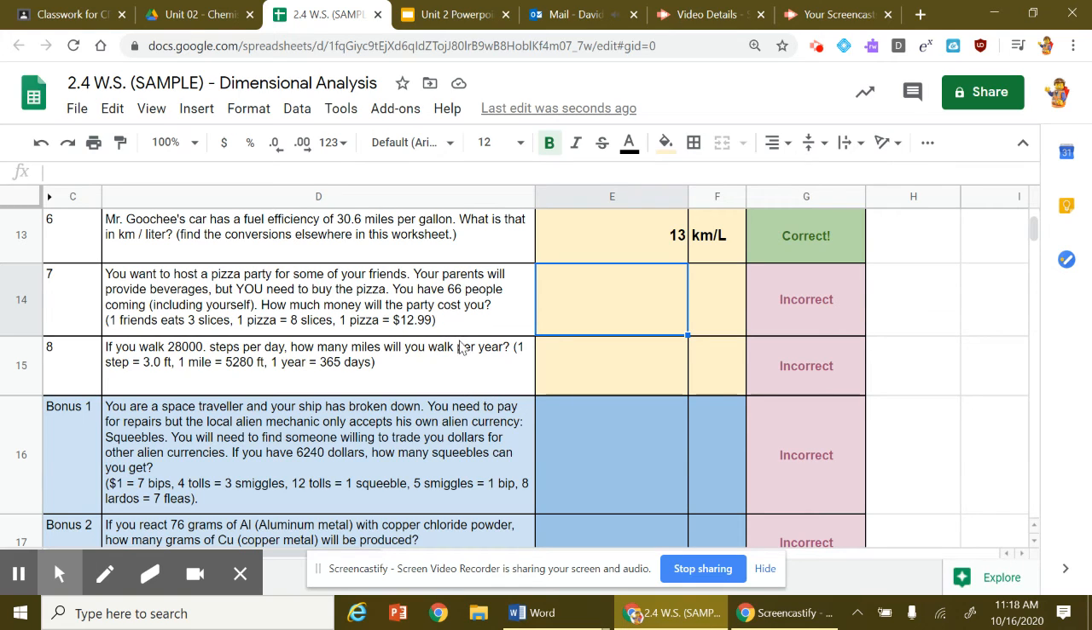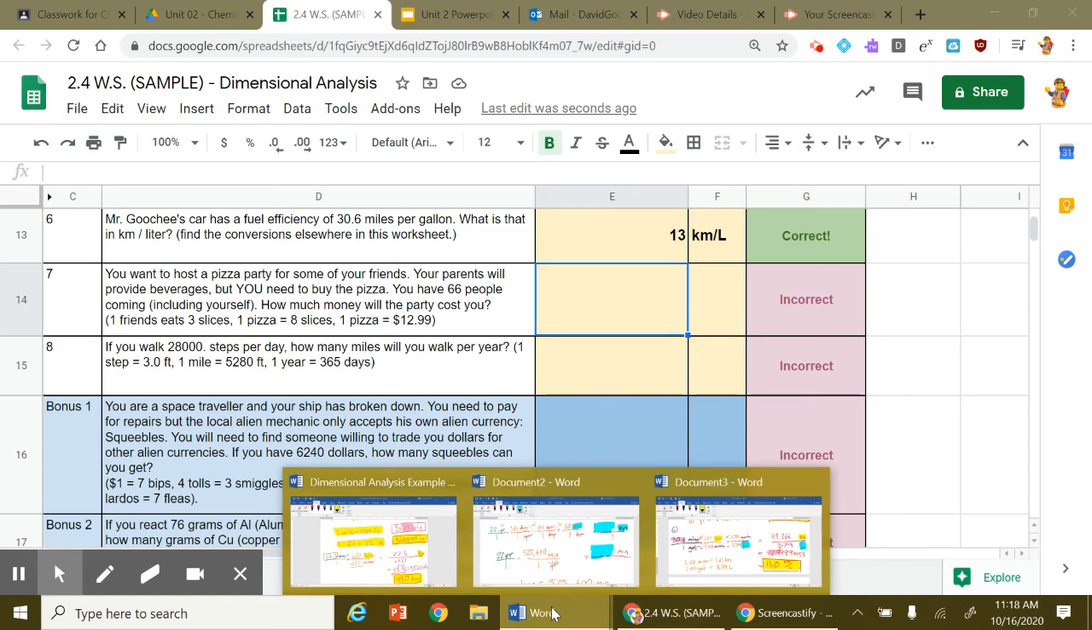Okay, here we go. So let's do this. You want to host a pizza party for you and some friends. Your parents will provide beverages, but you need to buy the pizza. You have 66 people coming to this party. That is your starting amount, 66 people. And you want to know how much money will this party cost you. It says money here. I'm assuming dollars because this is America.